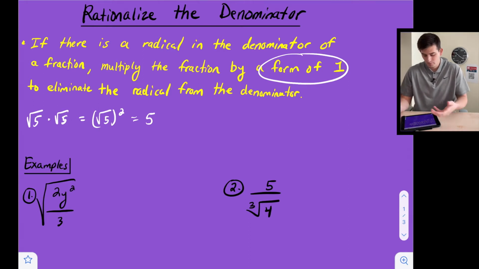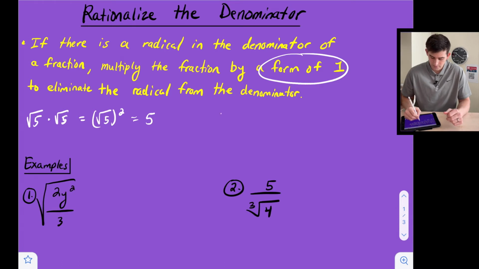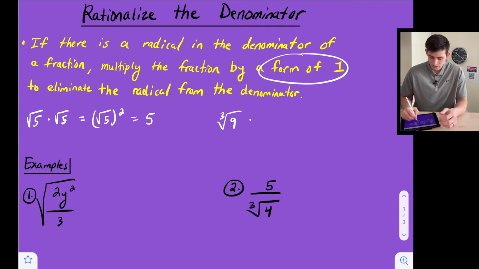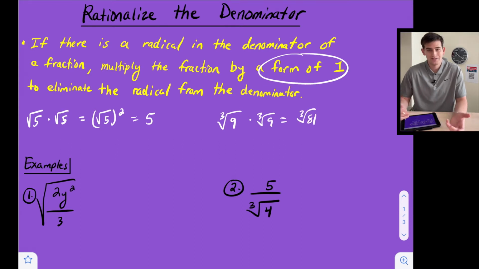That's with square roots. Well, what if we have a cube root? Let's say, for example, we have the cube root of 9 in our denominator. Cube root of 9, that's not a perfect cube. If we had the cube root of 8 or the cube root of 27, those will cancel, right? Because those are perfect cubes. So for the cube root, we don't want to multiply the cube root by itself, because if I multiply by the cube root of 9, this gives me the cube root of 81, and that's still not a perfect cube, so that didn't help me at all.